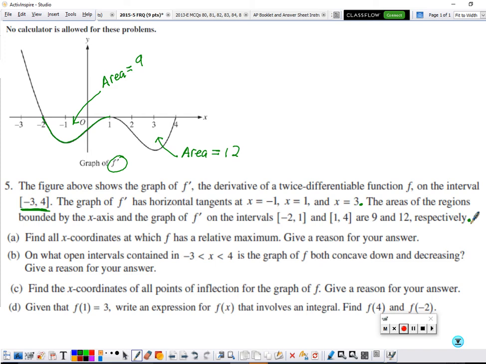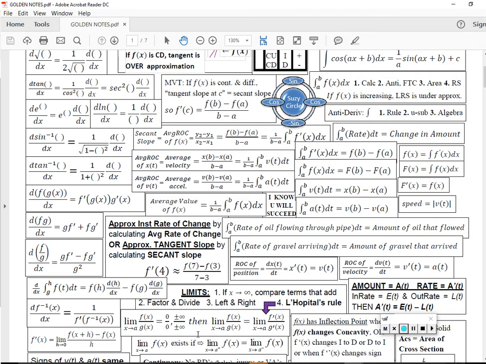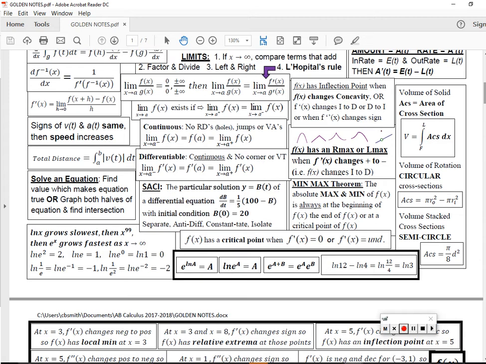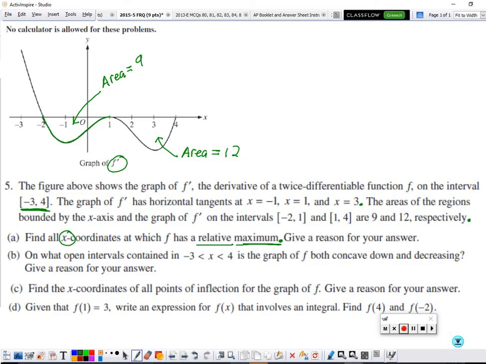Keep going. Find all x coordinates. So probably circle x. Find all x coordinates where f has, read carefully here, relative max. Go slow. Don't lose a point because you read relative min. Give a reason. So that's straightforward. It's right here on the golden notes. So right here, front page, we're looking for a relative max. Good. Matches the golden notes perfectly.